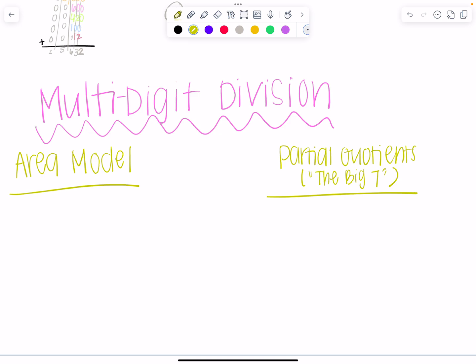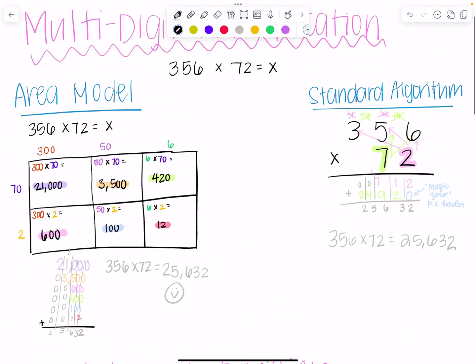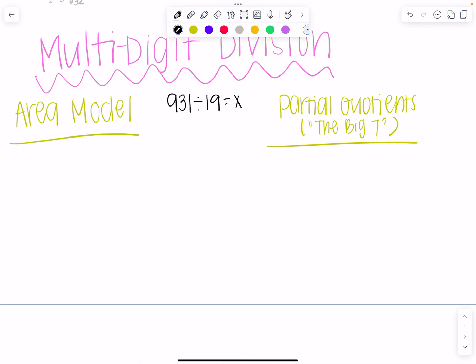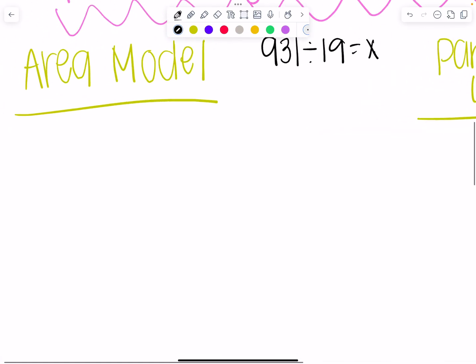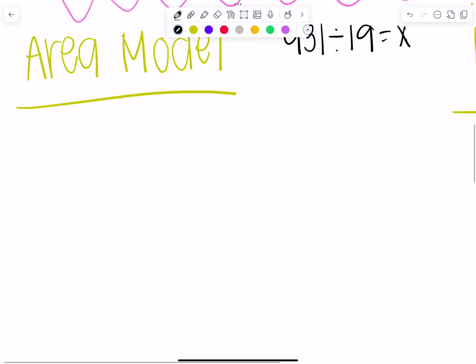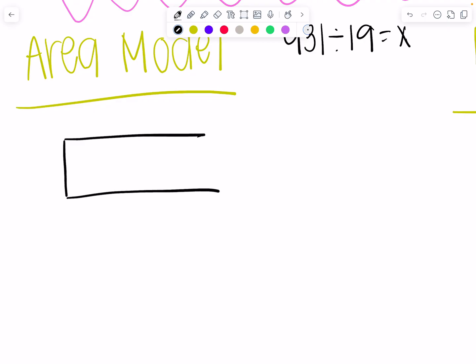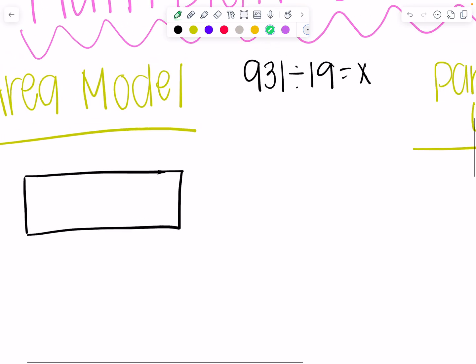Okay, for the division purposes, we're going to be doing 931 divided by 19. What did I use for my factor? Okay, I'm going to say equals x. So, for my area model, I'm going to go ahead and set it up. And if y'all remember, this is my dividend. This is my divisor.